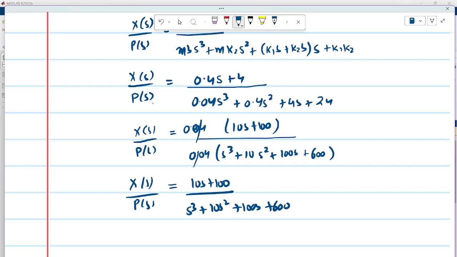Now we can substitute this one, because what we were interested in was to find that displacement X of s, or the x of t, sorry.